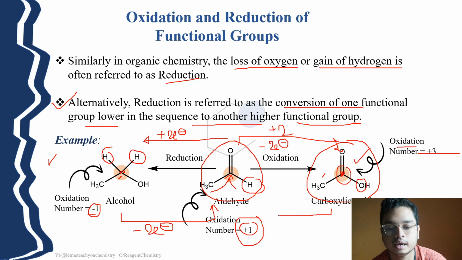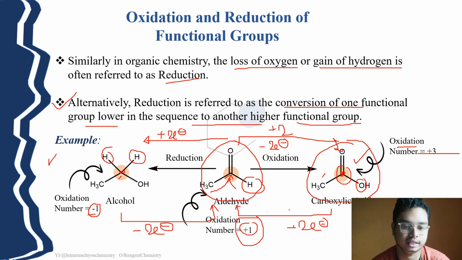Similarly, if we go backward from carboxylic acid to aldehyde, the oxidation number changes by 2, but here the carboxylic acid gains 2 electrons, and due to the gaining of 2 electrons, the oxidation number of +3 is now reduced to +1. That means we are actually proving the basic condition of oxidation and reduction: oxidation means loss of electrons and reduction means gain of electrons. I hope this will be clear for you.